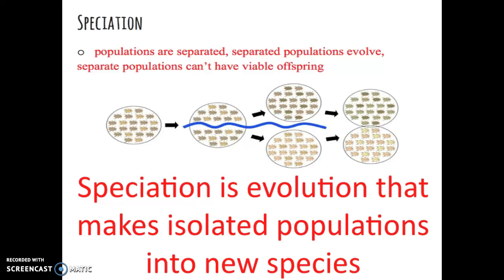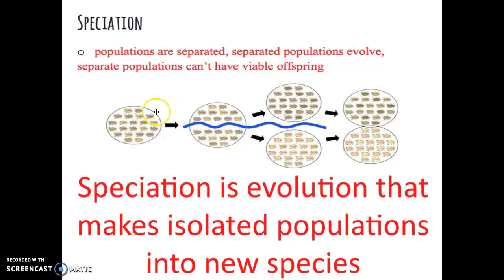And that's because they are separated. This is known as speciation. This is a big, important vocabulary word. Speciation basically is evolution that makes isolated populations into new species that can no longer breed and reproduce viable offspring.